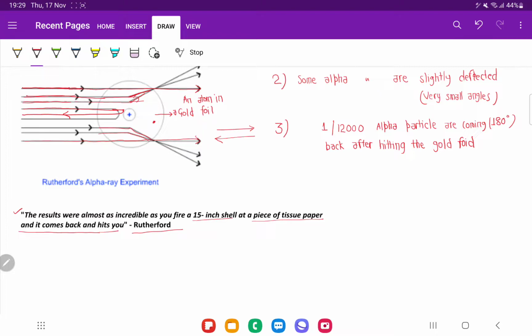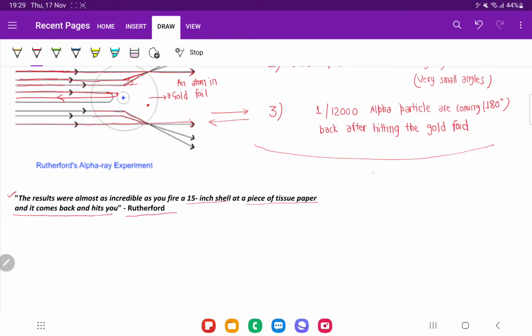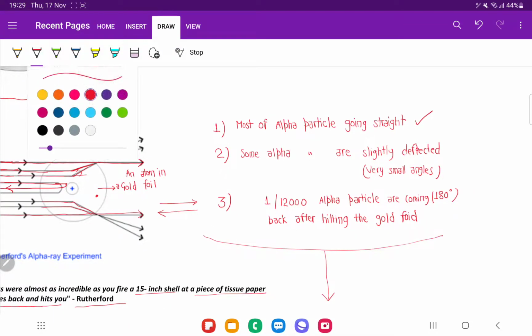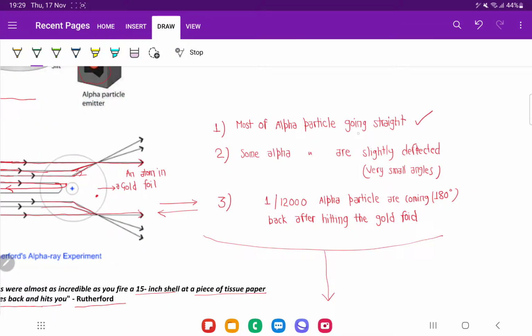So from all these observations, what did he conclude? Since he found that most alpha particles were going in a straight direction, he found that most of the space in the atom is empty. There is nothing. That's why these alpha particles are passing through easily and not changing their direction.